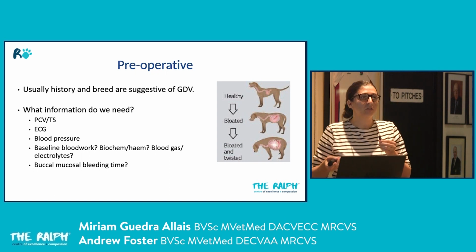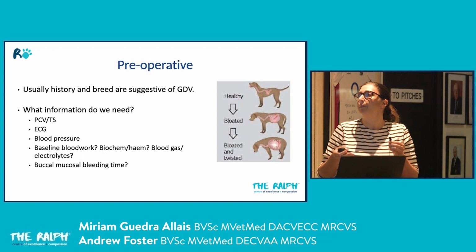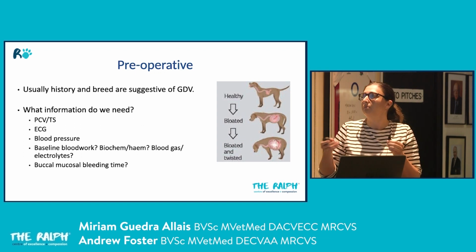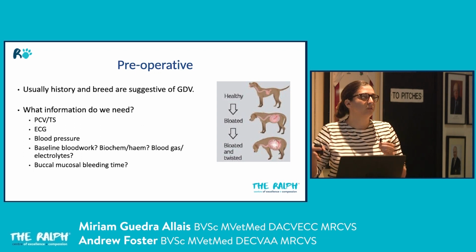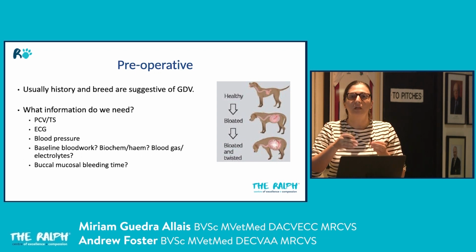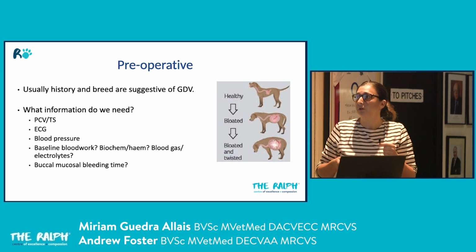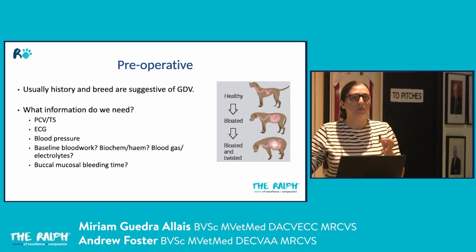And what blood do I like to get for those patients? I will always try to get a baseline PCV/TS. I like to get some electrolytes. Hematology and biochemistry is not something that we'll rush for unless it's a very elderly patient, and if you can do that in-house, that's great. Otherwise, I'll take some, maybe keep it and send it later to the lab if I have any issue.